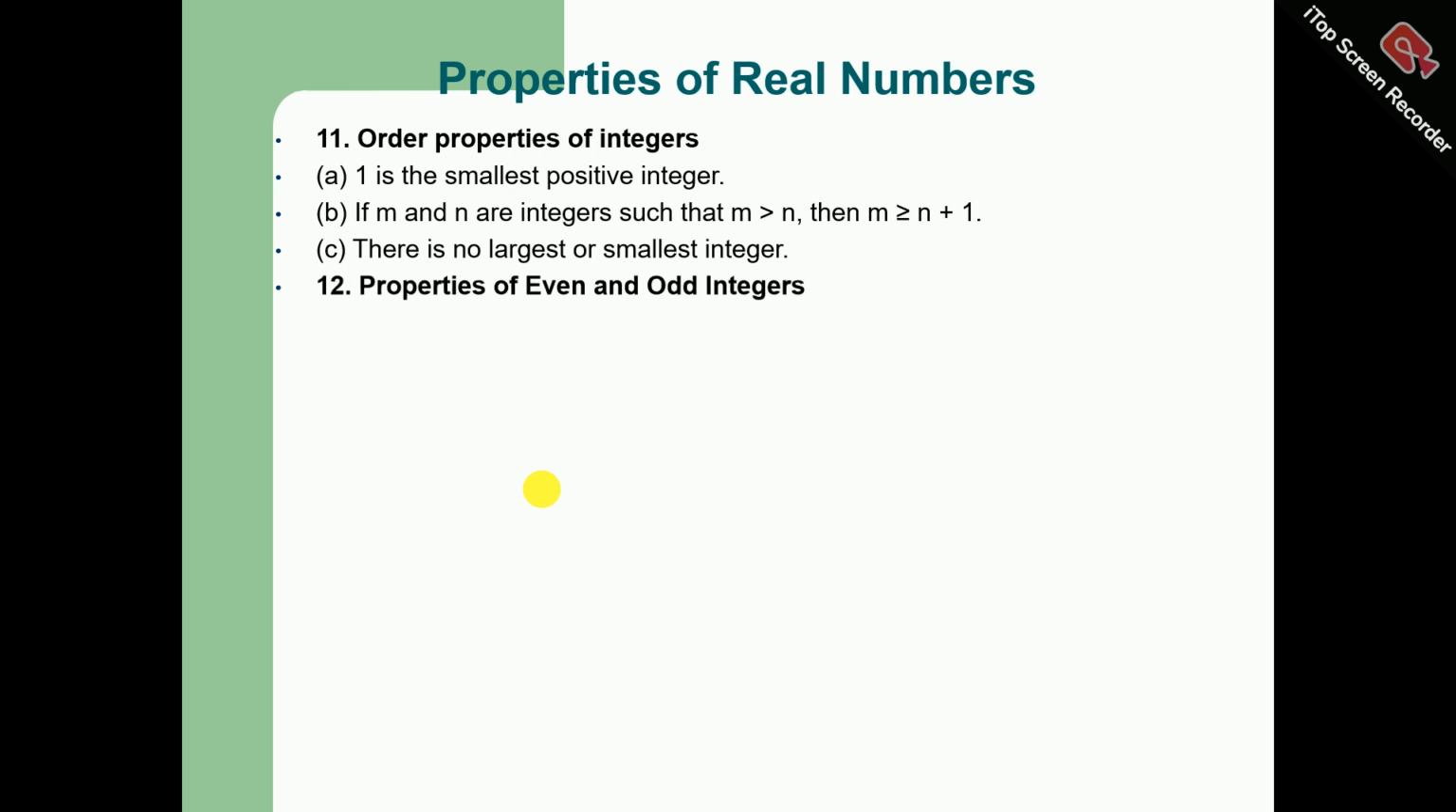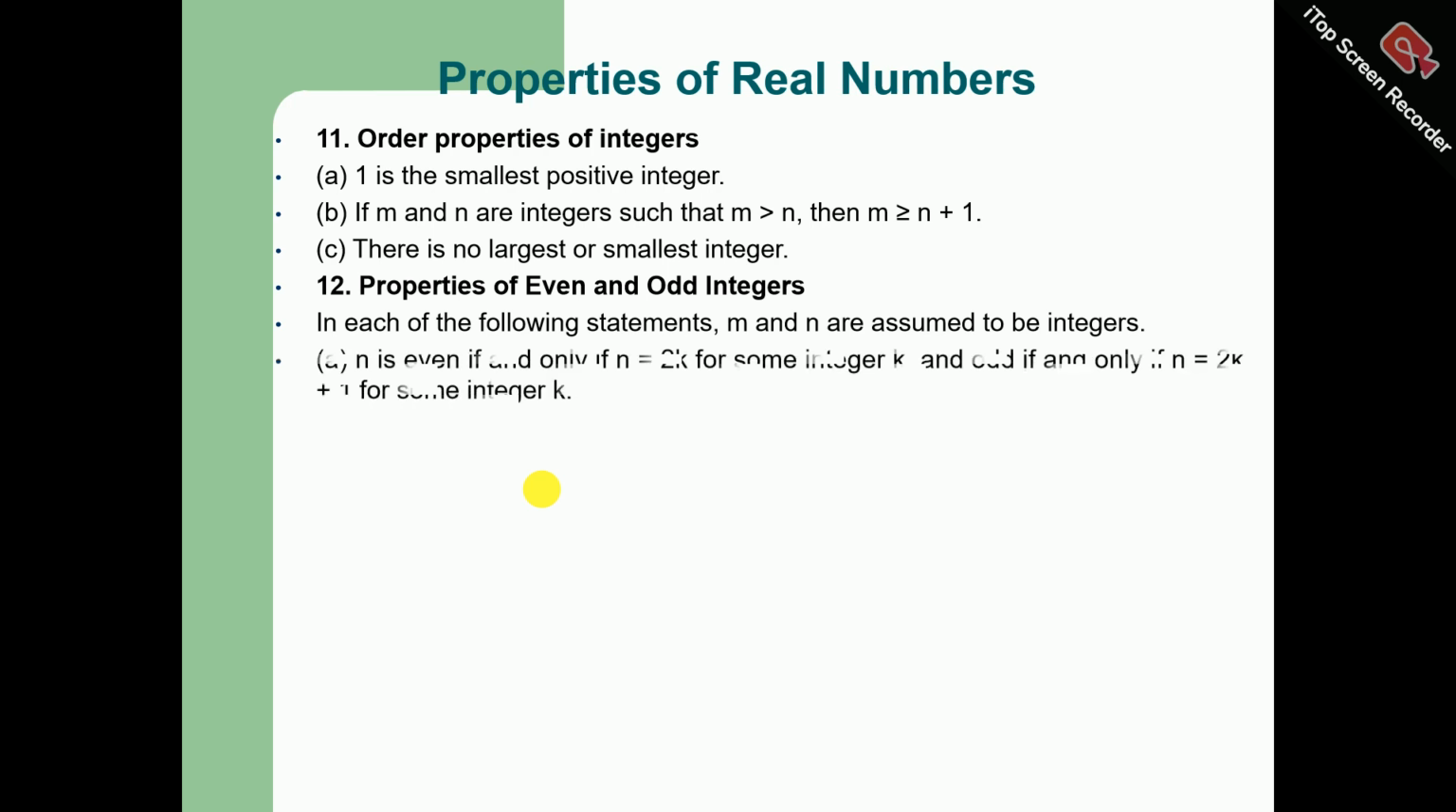Properties of even and odd integers. In each of the following statements, m and n are assumed to be integers. n is even if and only if n is equal to 2k for some integer k, and it is odd if and only if n is equal to 2k plus 1 for some integer k.